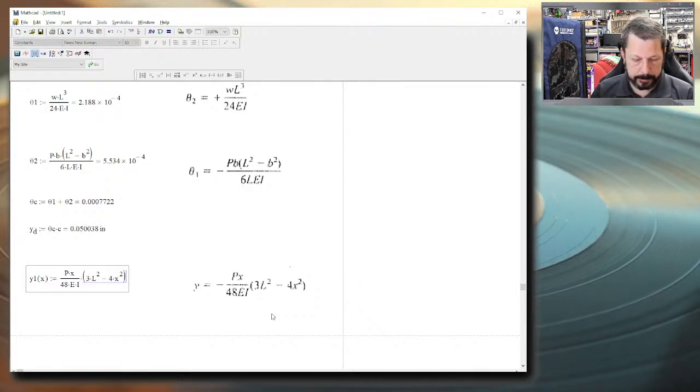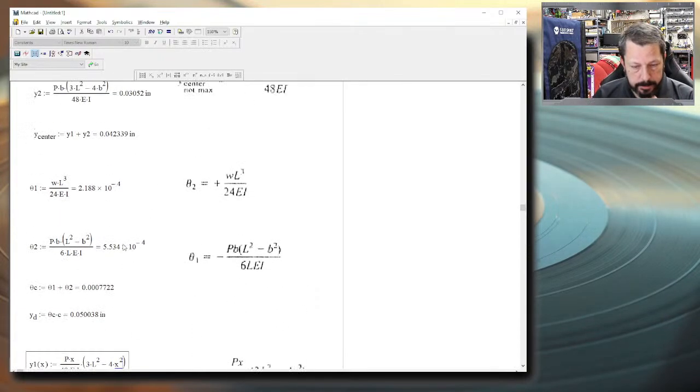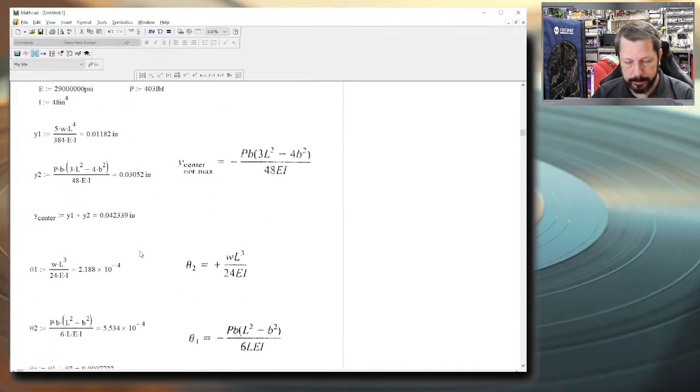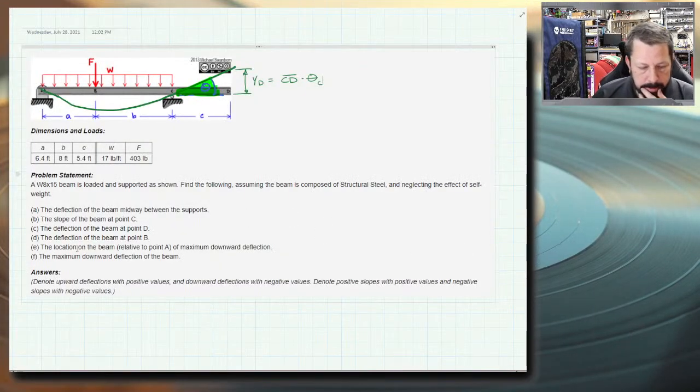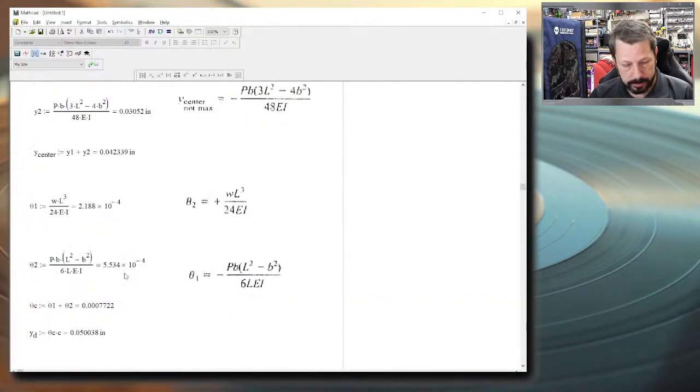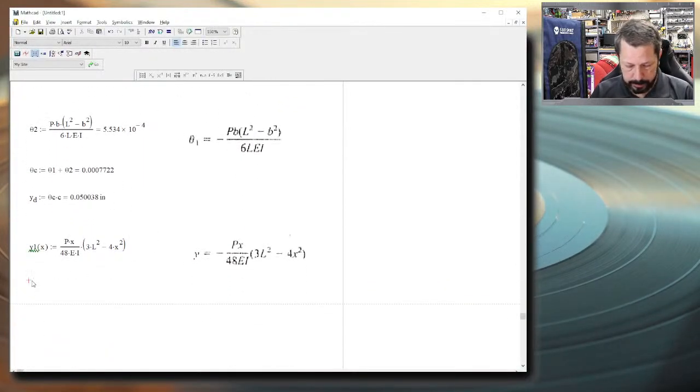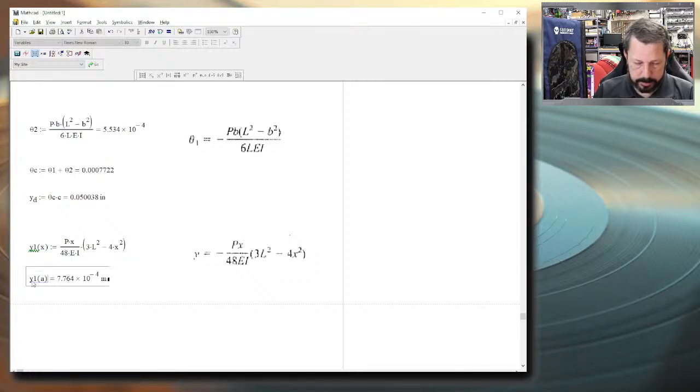Okay, so that just put it in as an equation as a function of x. It said that we want the deflection at point B, which is right under the point load, which is a distance of A. So if we put in A equals X for the distributed load, we should get its contribution to the deflection. So Y1 of A is that distance. And again, it's actually a negative because it's deflecting downwards. So there's that part.